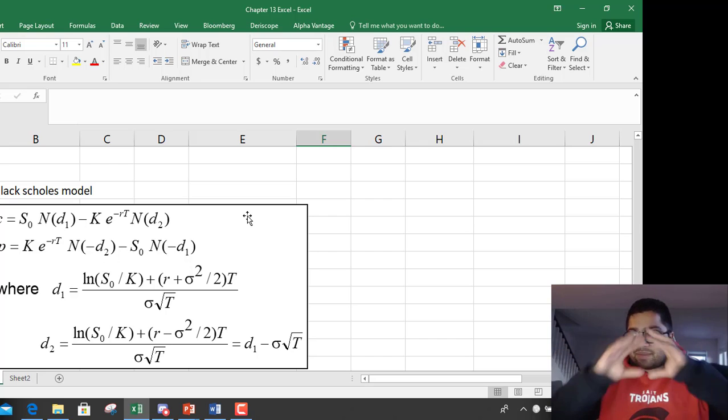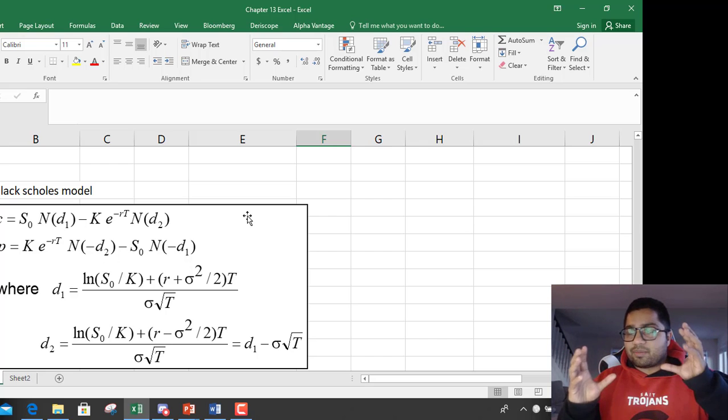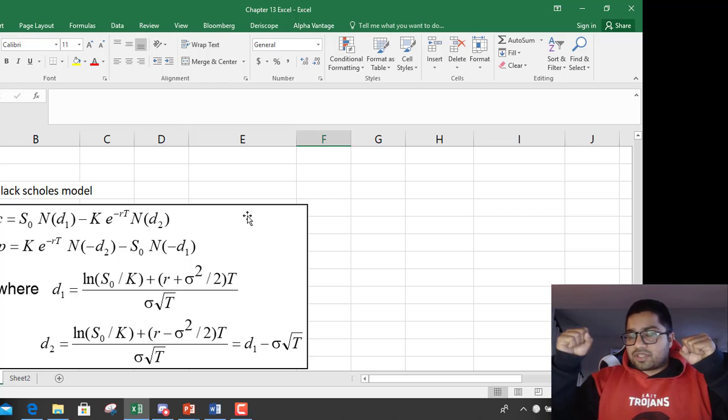The Black-Scholes model is created by creating a portfolio which has stocks and options.